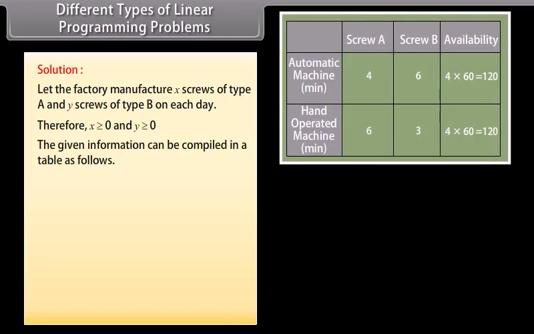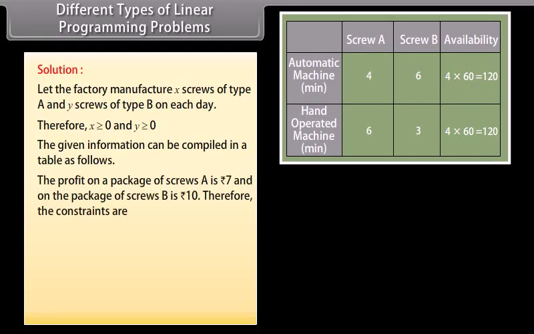The given information can be compiled in a table as follows. The profit on a package of screws A is Rs 7 and on the package of screws B is Rs 10. Therefore, the constraints are 4x + 6y ≤ 240 and 6x + 3y ≤ 240. Total profit Z = 7x + 10y.